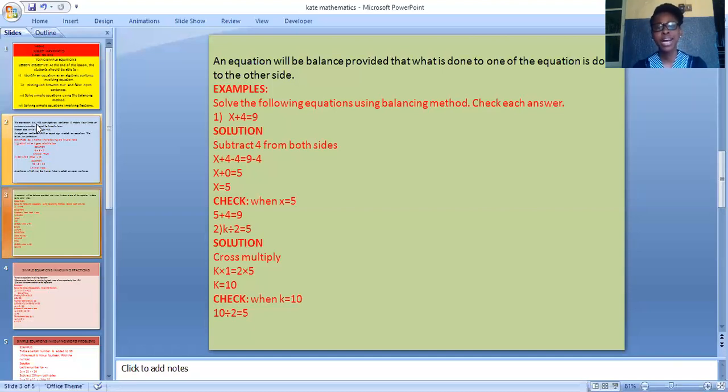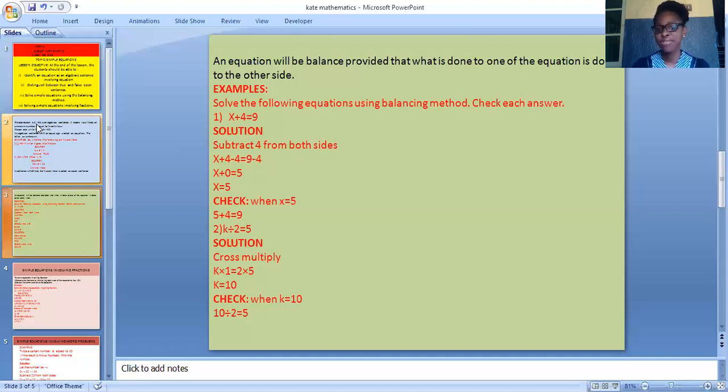And when we cross multiply, k will multiply 1 and 2 will multiply 5. k times 1 is k and 2 times 5 is 10. k is equal to 10. The value of k is equal to 10, meaning whenever you see k, you put 10.